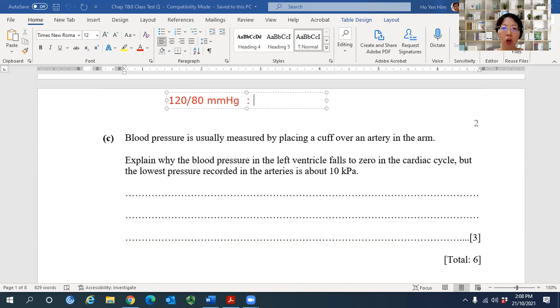So the one on top is called the systolic blood pressure, and the one at the bottom is diastolic blood pressure. So this is measured in the artery. That means when they put the cuff over the artery and measure the changes in pressure, there will be two pressures measured, right? Systolic and diastolic blood pressure.